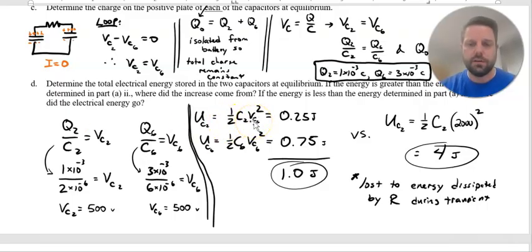And one of them is on your equation sheet. We've talked about how there's a couple of different versions depending on if you want the potential energy written in terms of C and V like this, or Q and C, or V and Q.